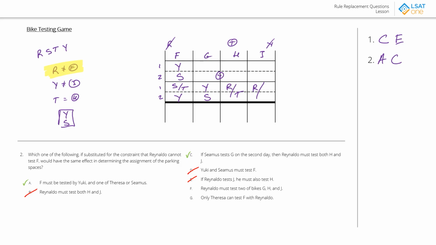So this would work as an answer. It definitely had to be true that he had to test two of G, H, and J, and it would ensure that he would not be testing F. So this is another viable answer choice here.